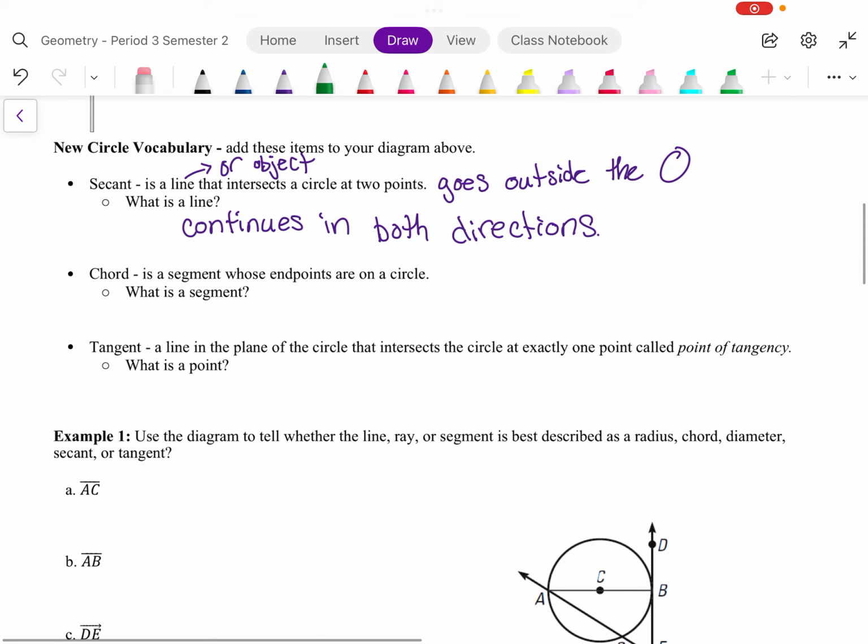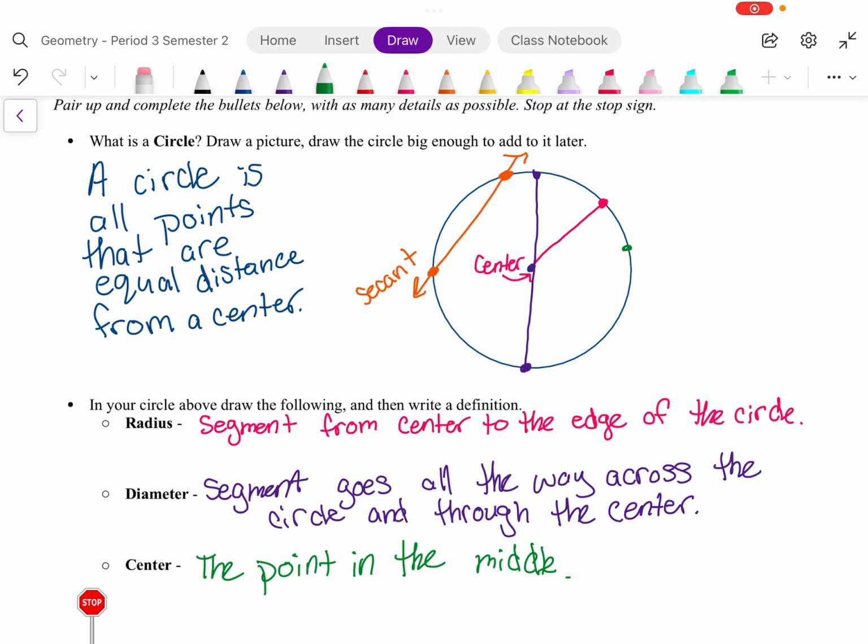Next, we have the vocabulary word of a chord, and this is a segment whose endpoints are on a circle. And a segment is a line that has 2 endpoints. So it's just part of a line, not the whole thing. And if we were to draw an example of a chord on our circle, we would just have 2 points anywhere on the circle and then connect them. The difference between a chord and a secant is a chord is only in the circle and a secant goes outside of the circle as well.